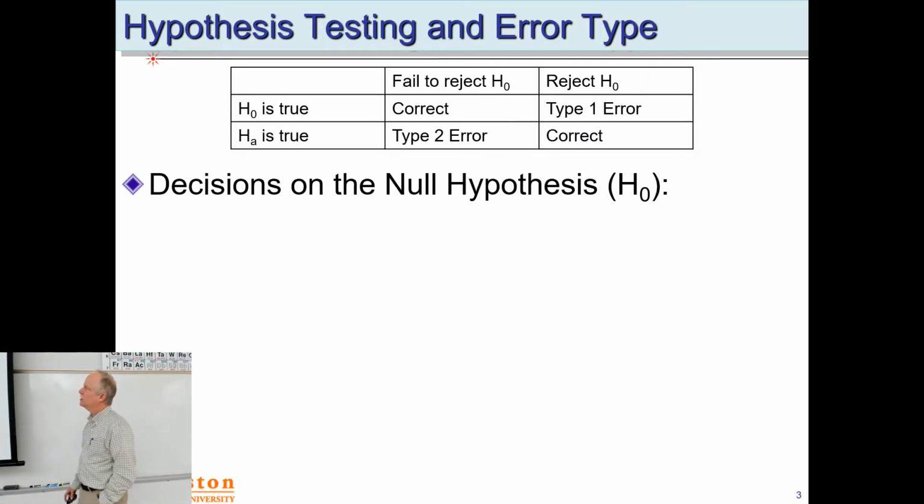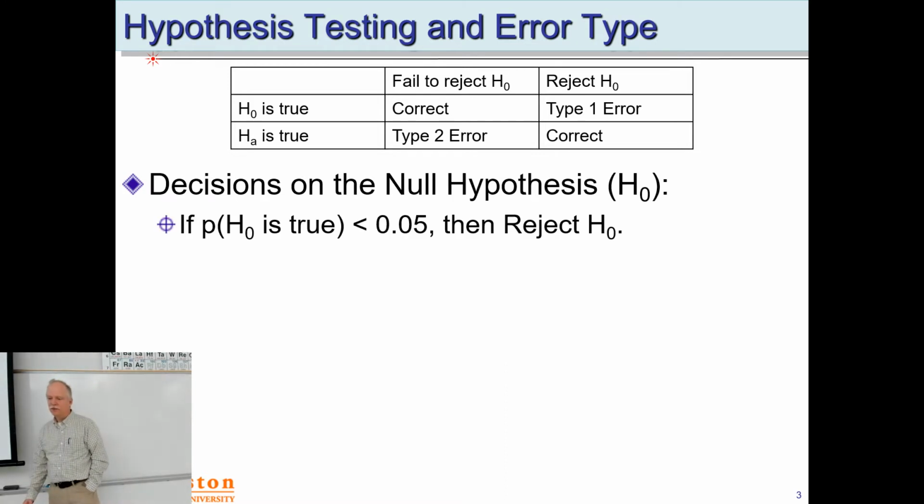So let's look into this now. Decisions on the null hypothesis. We talked about that p-value in Excel in the ANOVA table. And so the first column is your coefficients, the second column is the standard errors, the third is a t-value, which is used to calculate the p-values. And so that fourth column is the p-values, and p stands for probability. It's the probability that the null hypothesis is true.